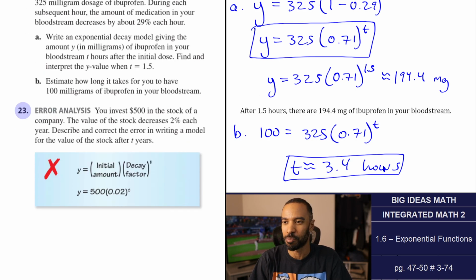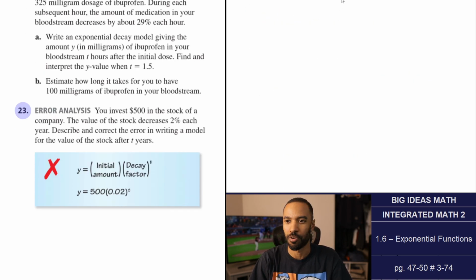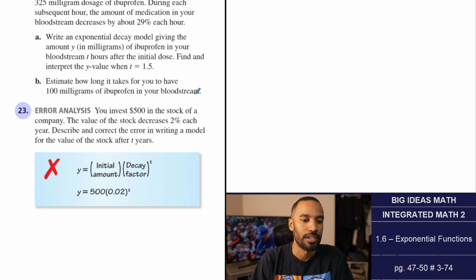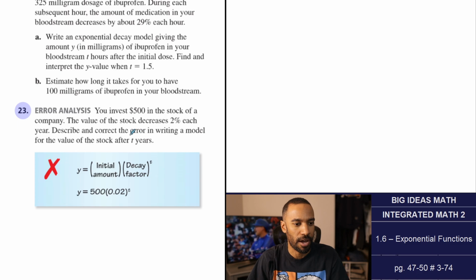I believe for each problem, for each section, we've always had 2 of them, so that might be on the next page. You invest $500 in the stock of a company. The value of the stock decreases 2% each year. Describe and correct the error in writing a model for the value of the stock after t years.